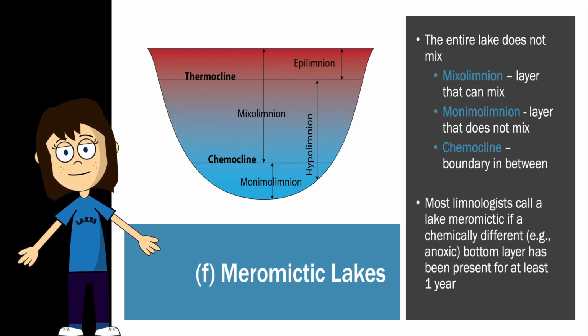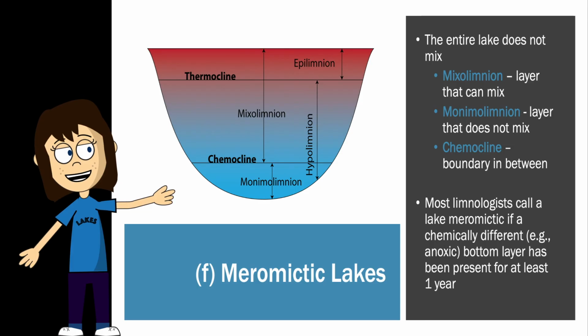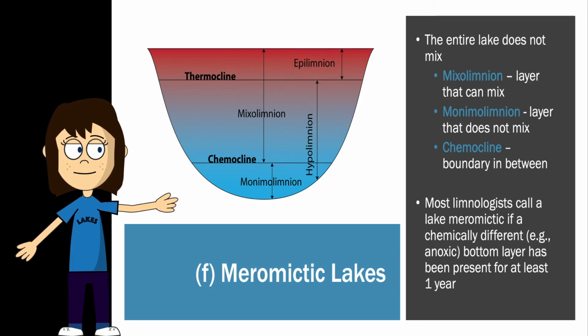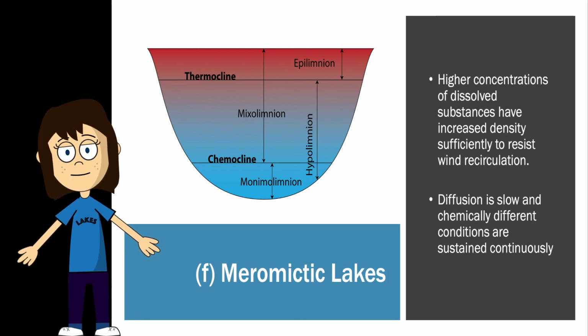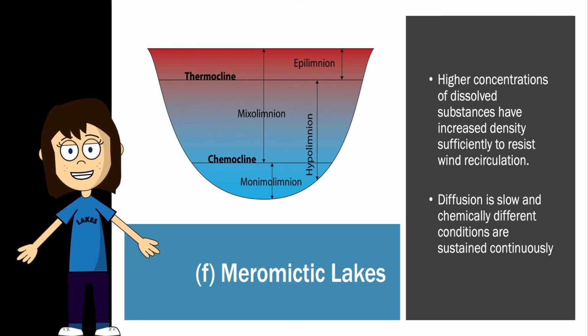Just like how we've classified the epilimnion as the surface water and the hypolimnion as the bottom water in our thermal classification, we can classify the mixolimnion as the area above the chemocline that mixes, and the monomolimnion as the area below the chemocline that does not mix. Most limnologists call a lake meromictic if a chemically different bottom layer has been persistent for more than a year. And as higher concentrations of dissolved substances build up in the monomolimnion, the chemically different conditions are usually sustained because diffusion is very slow.